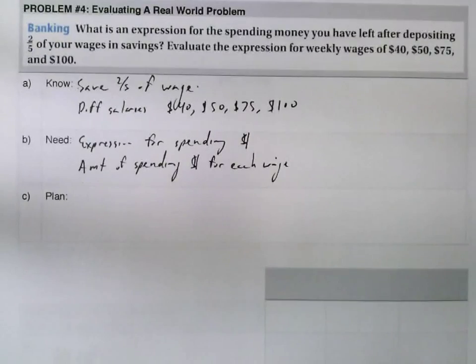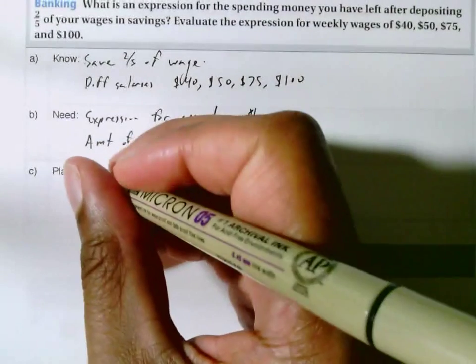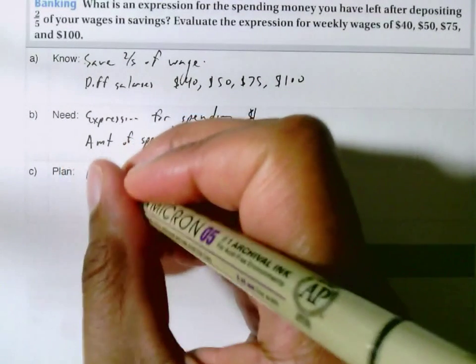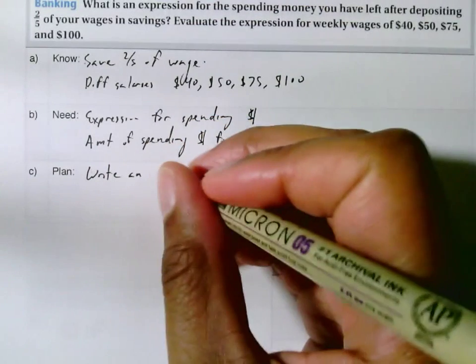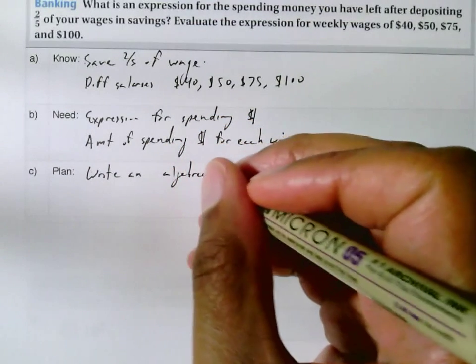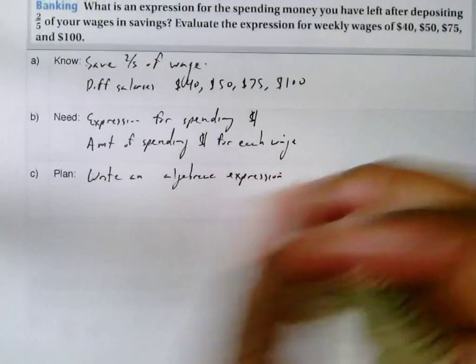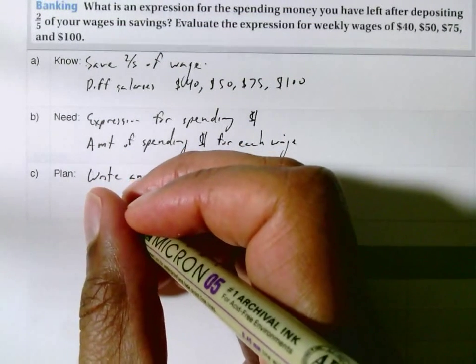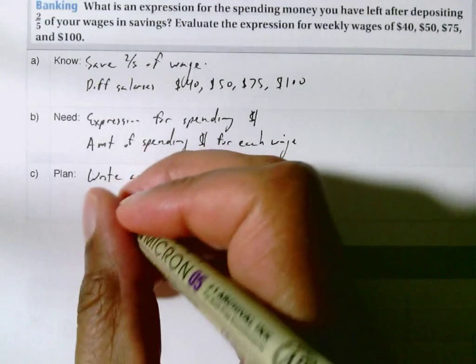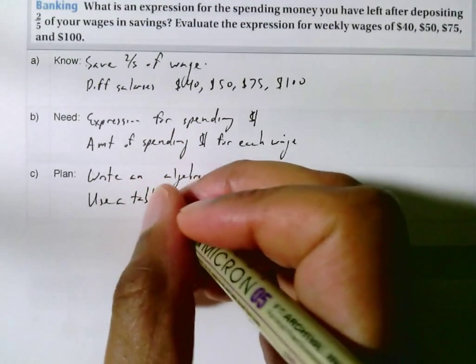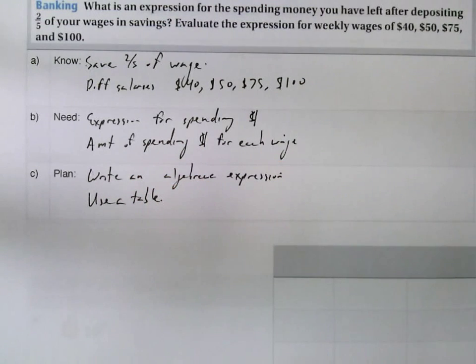Well, first off, I think we're going to begin by writing some sort of algebraic expression, and then finally we're going to use a table. Right? So this is our game plan. Alright, so let's try to figure out what's happening.